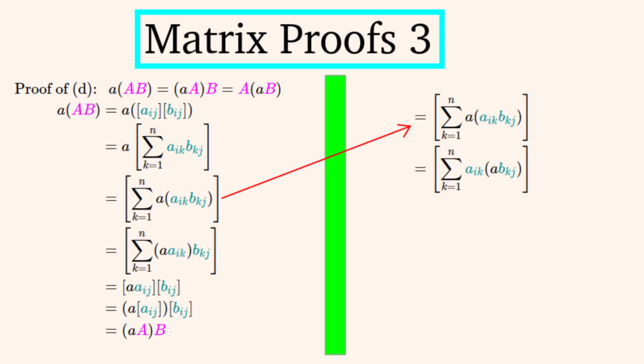Because these are numbers, we can bring the scalar a next to b with brackets around it like this straight away. We can use the definition of multiplication backwards to get this expression. We can take scalar a outside the square brackets like this. And finally, we can write this expression out using variable names, thereby proving part D of this proof, and so we've proven the whole theorem.